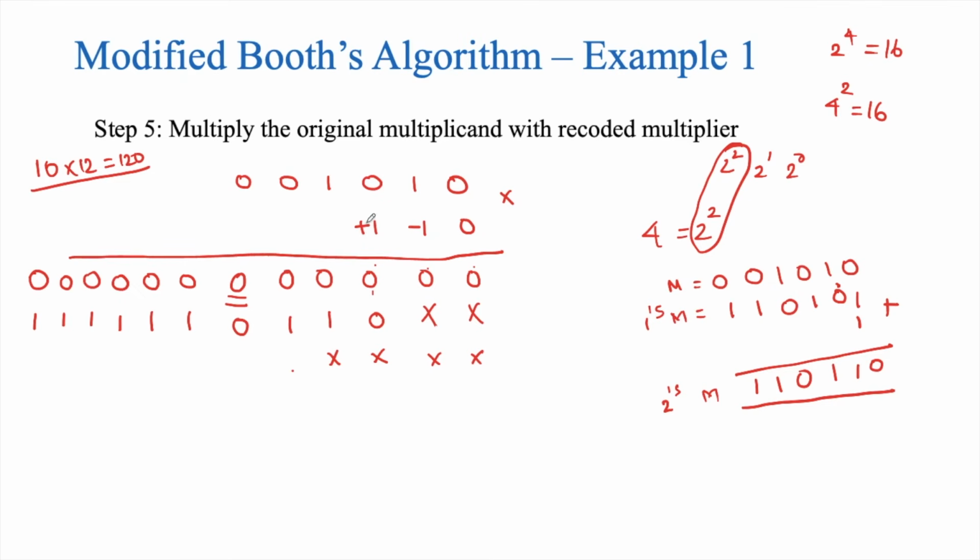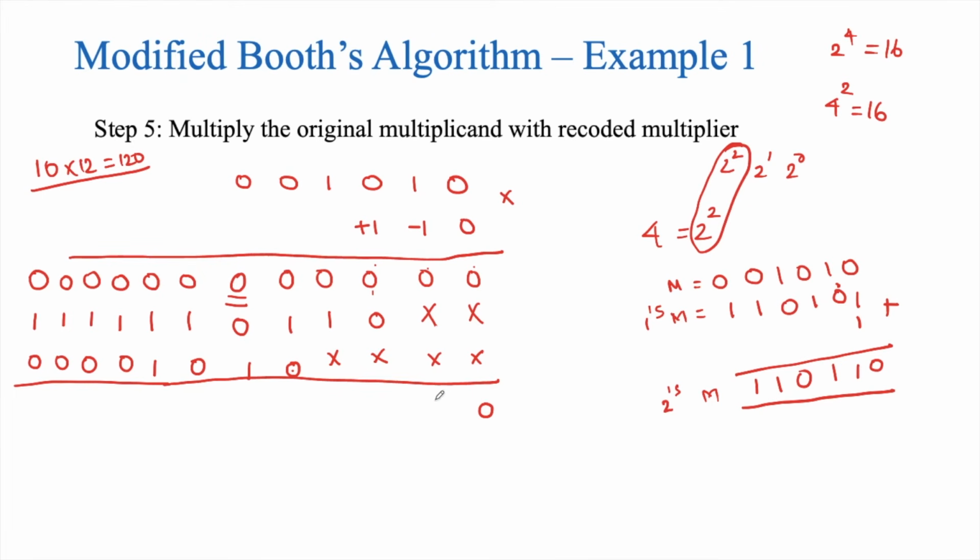Okay. So, if it is just plus 1, we have to copy and write the same detail here. So, it is 0, 1, 0, 1, 0, 0. Extend the sign bit here, 0 and 0. Now, we have to perform normal addition.